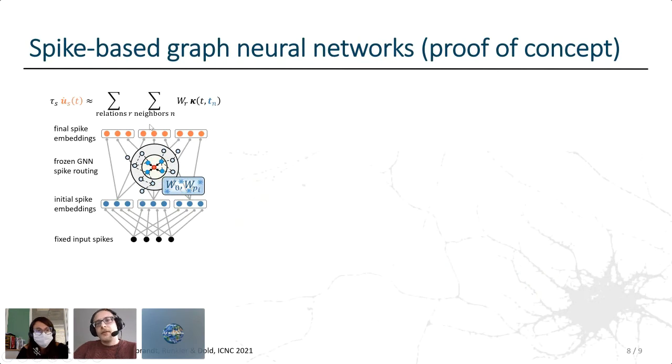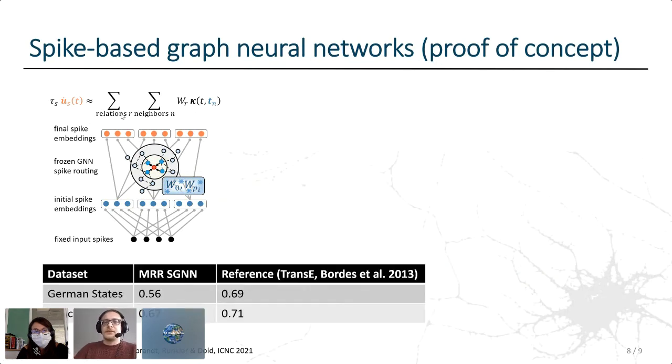Here they follow approximately this dynamics, where we have a synaptic kernel. We are averaging over the neighbors n. So these are the initial spike embeddings. And we do this separately for every relation. So we have a filter mask for every relation that we can train as well. We did this for smaller data sets, since it's a bit hard to simulate this efficiently.